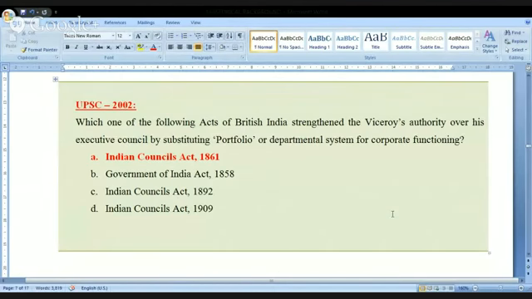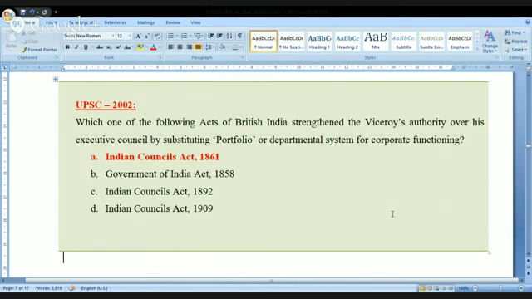Which one of the following acts of British India strengthened the Viceroy's authority over his executive council by substituting portfolio or department system for corporate functioning? Clear? And if you look at this, 1, 2, 3, 4, the answer is Indian Councils Act of 1861. With this one, the Viceroy's authority has been strengthened over the so-called corporate functioning in the form of portfolio or the departmental system. Kindly remember this.